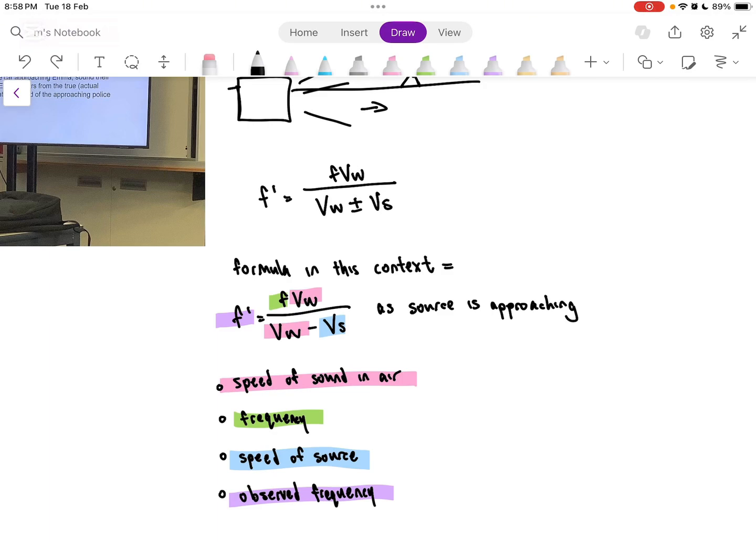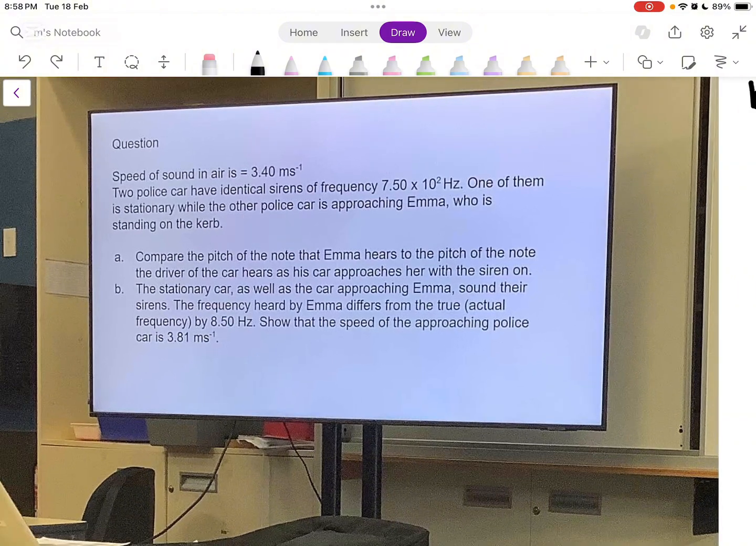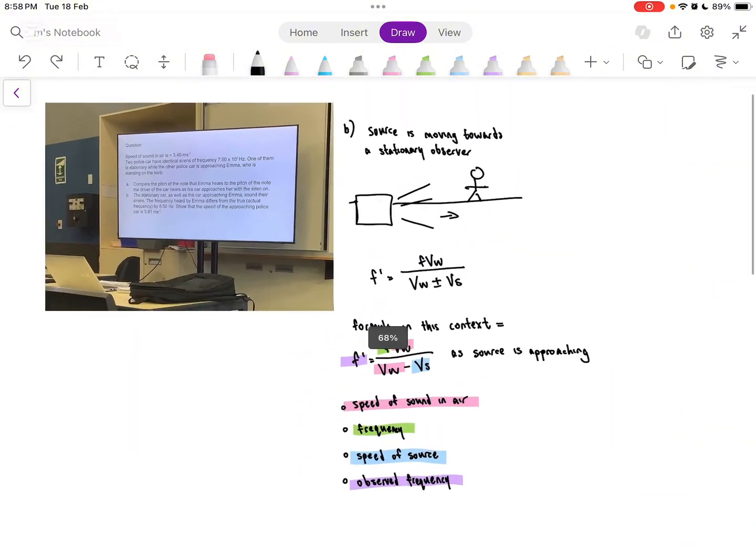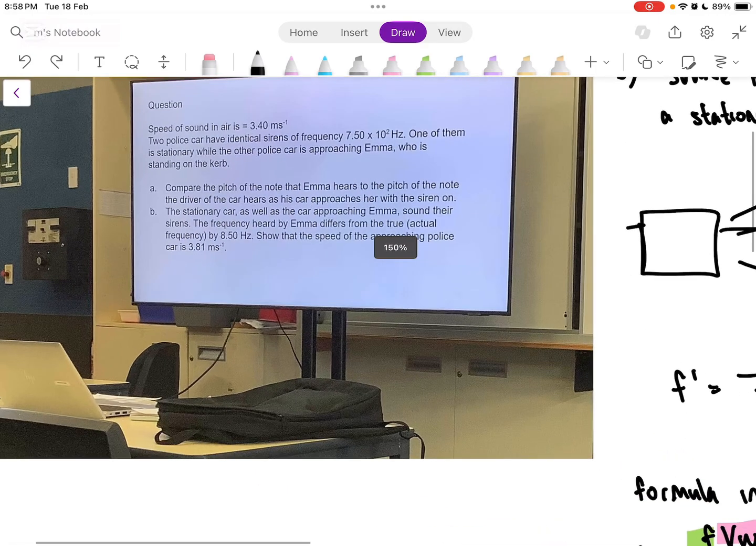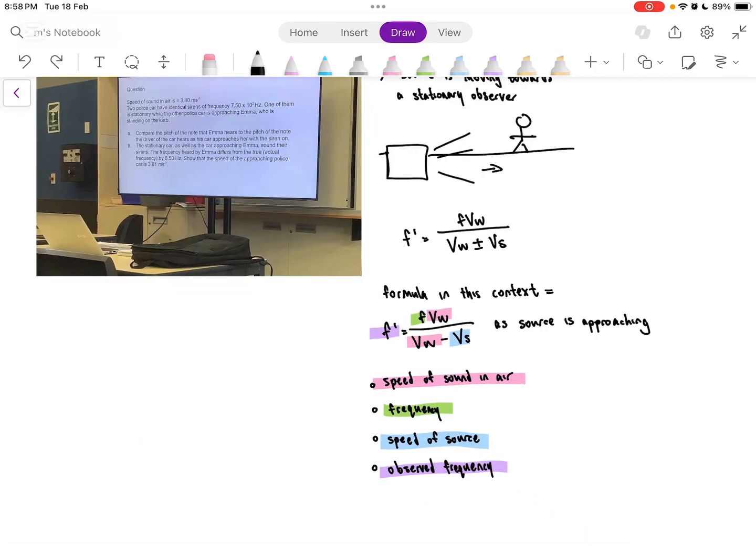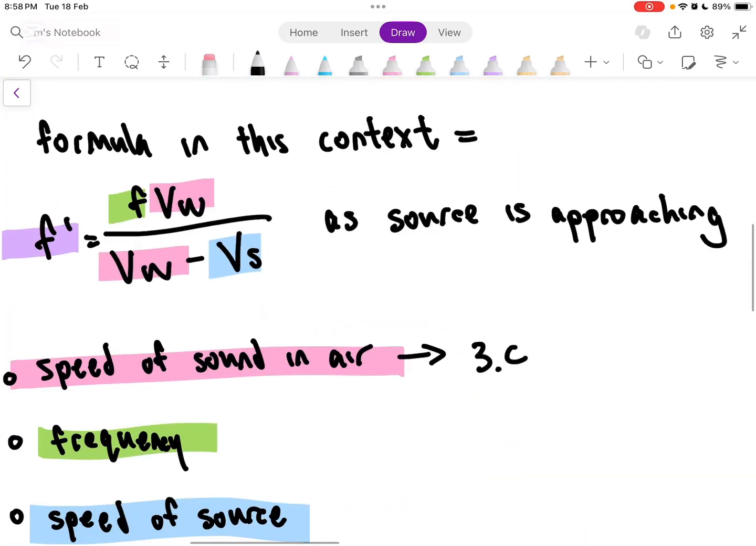Actually, no, that's not what you're trying to calculate. Let me see. I think I'm meant to calculate the speed of the source. Yeah, show that the speed of the approaching police car is 3.81. So it gives you the answer. So now that we know what each thing in the formula means, we can assign the values to each component. So the speed of sound in air is 3.40 meters per second.